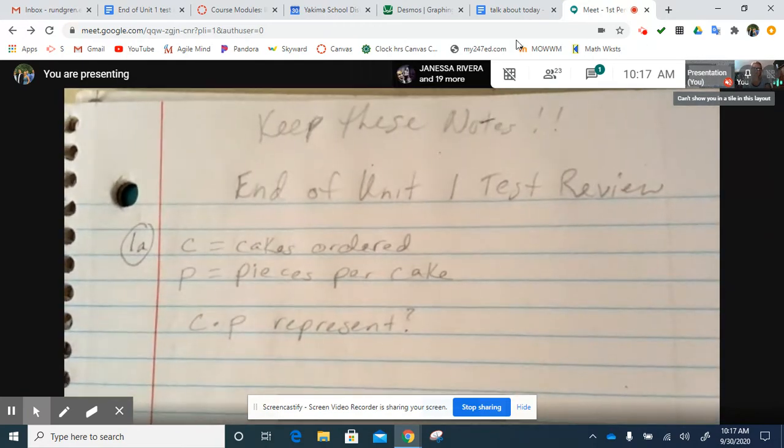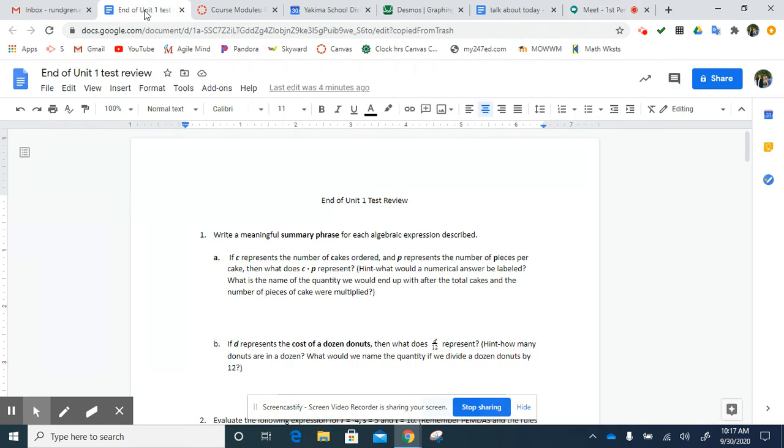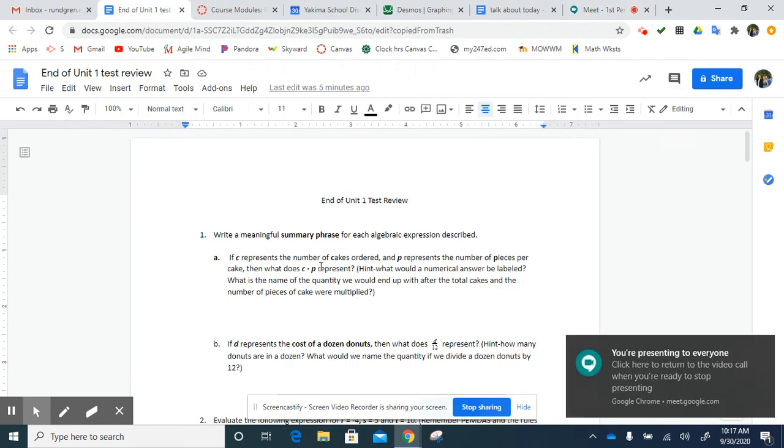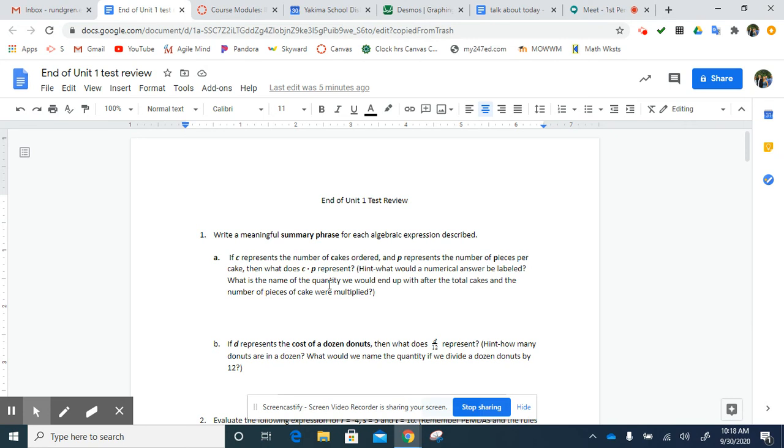All right, I'm gonna bump back over to the test. Okay, what does C times P represent? Hint, what would a numerical answer be labeled? What is the name of the quantity we would end up with after the total cakes and the number of pieces of cake were multiplied? Okay, so what we're looking for here are some words to describe what this means.